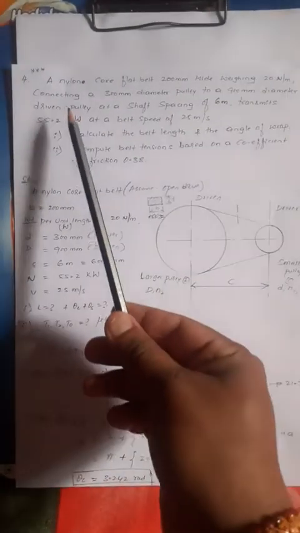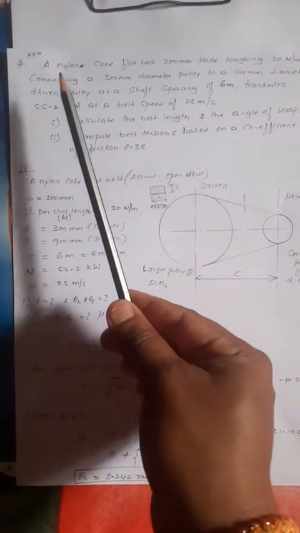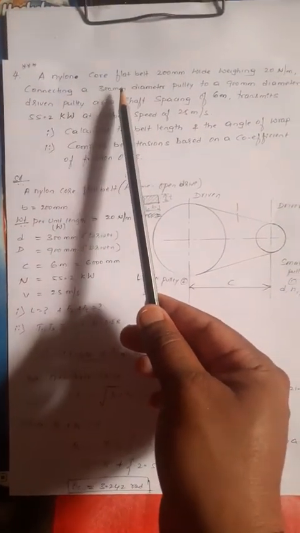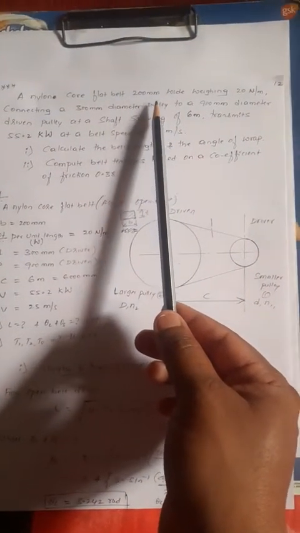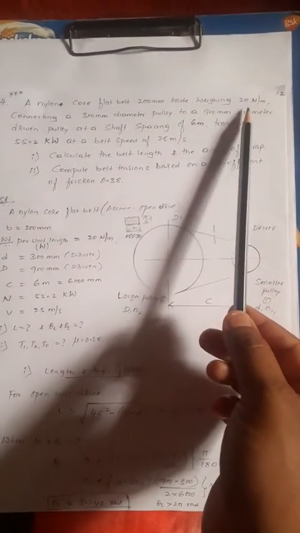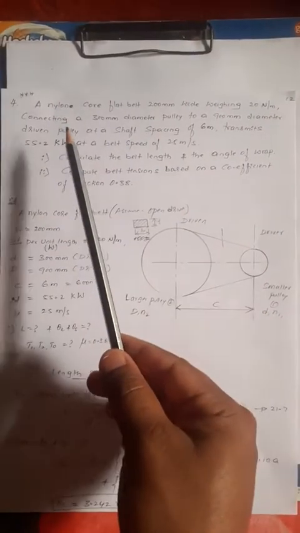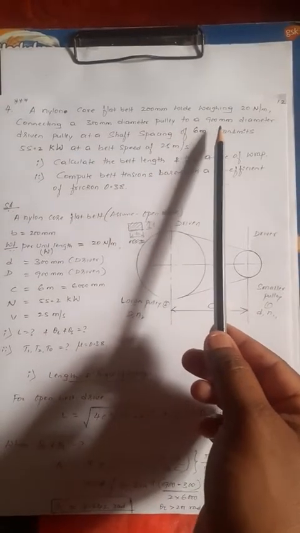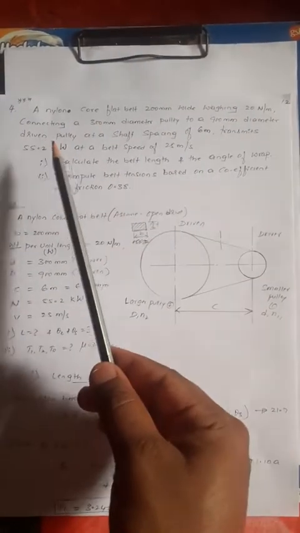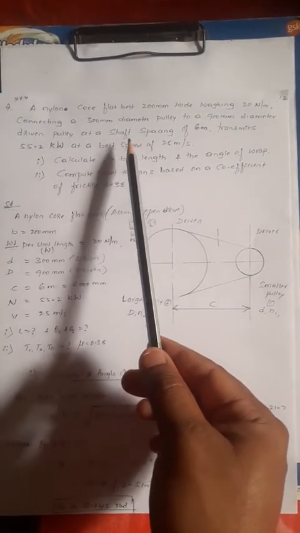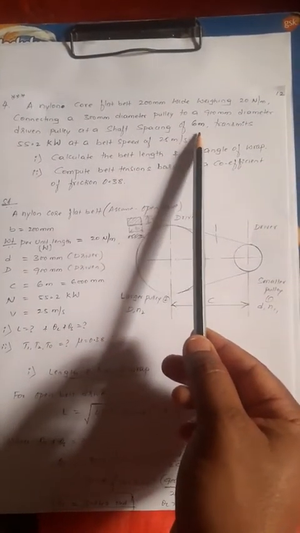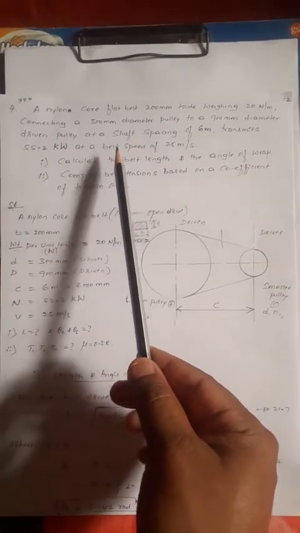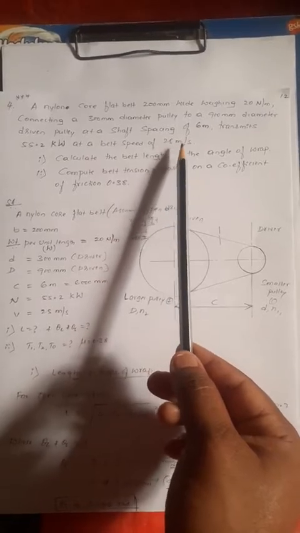Our next video is to solve the problem on belt drive. Problem number 4: a nylon core flat belt 20 wide, weighing 20 Newton per meter, connecting a 300 diameter pulley to a 900 diameter driven pulley at a shaft spacing of 6 meter. It transmits 55.2 kilowatt at a belt speed of 25 meter per second.